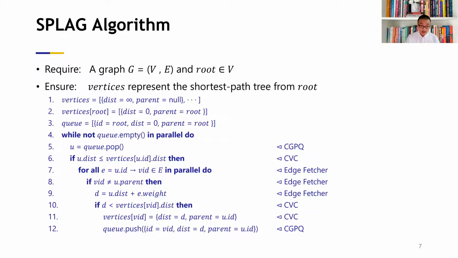The operation shown in lines 10 and 11 must be done atomically, which updates vertices if the new path has a smaller distance. We'll call this operation CVC updating. In contrast to the filtering operation, the updating operation receives inputs from the edge fetcher and sends the output to the CGP queue.